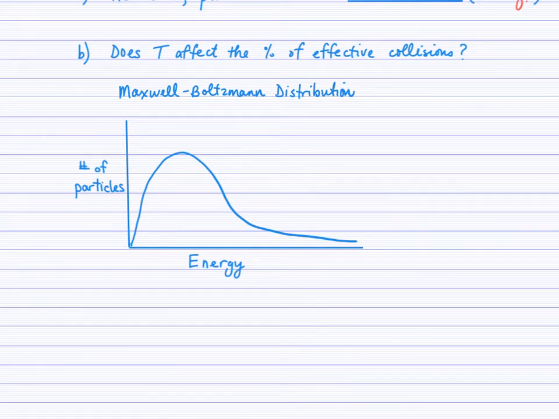So the first thing to notice is that the y-axis is labeled with the number of particles. This is not a potential energy diagram. So don't get them confused. The y-axis is the number of particles, and the x-axis is the energy. You might think of it as kinetic energy. So at this point on the graph, is this point right on the graph representing a high number of particles or a low number of particles?